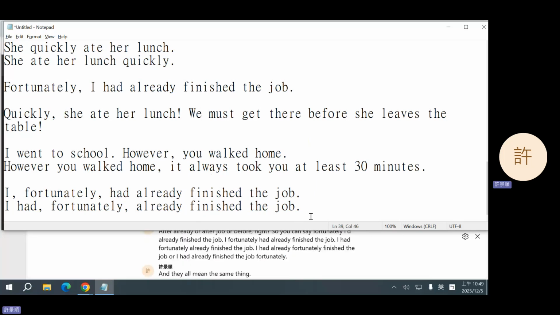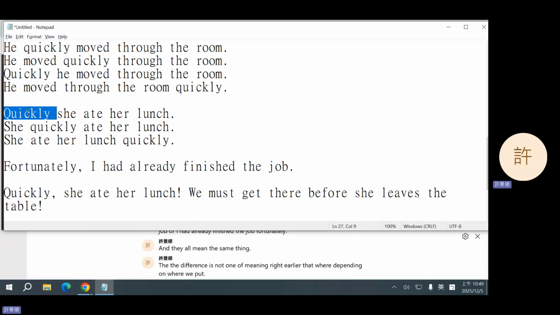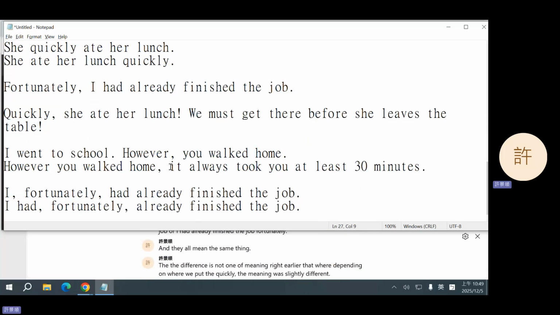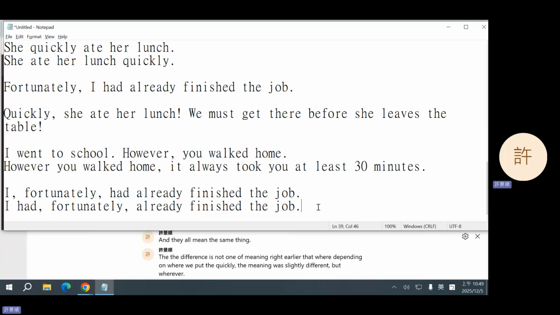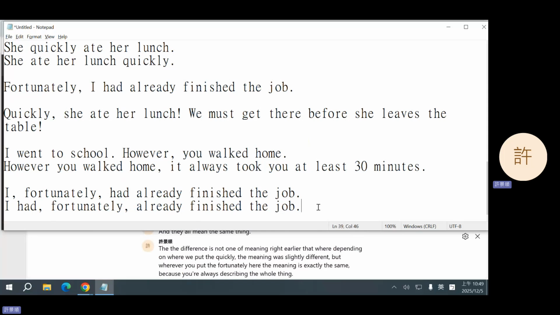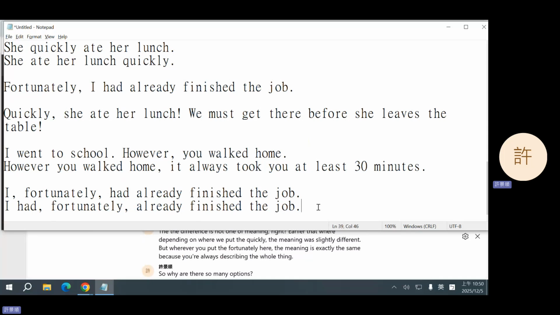The difference is not one of meaning, right? Earlier, depending on where we put the quickly, the meaning was slightly different. But wherever you put the fortunately here, the meaning is exactly the same because you're always describing the whole thing. So why are there so many options? Why do people change the position?